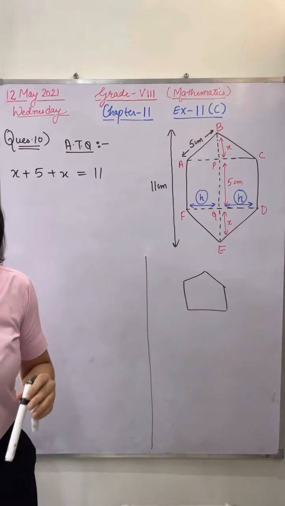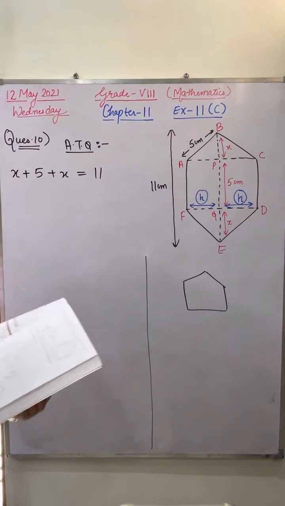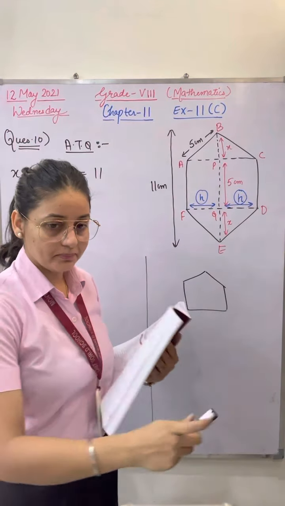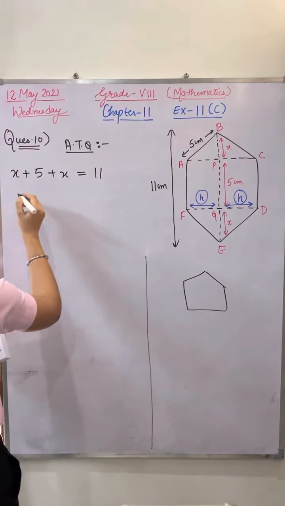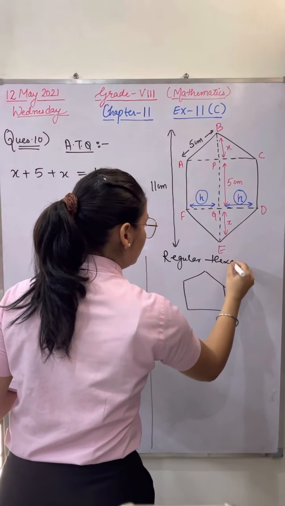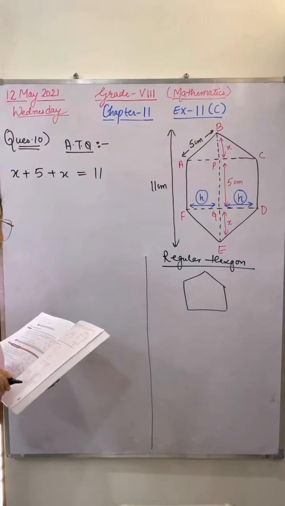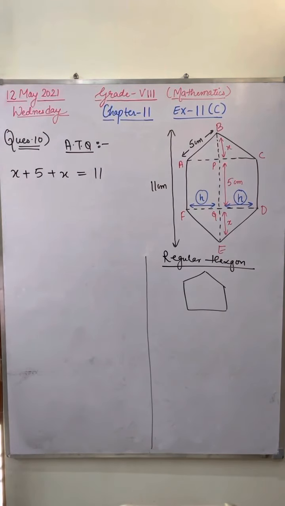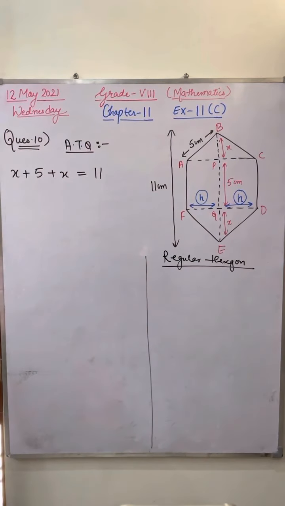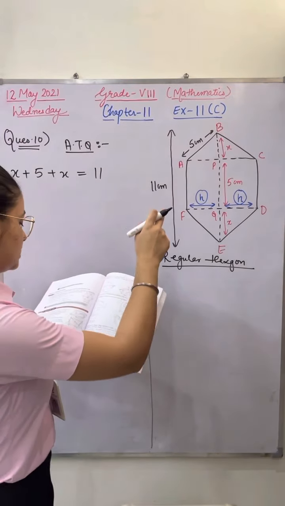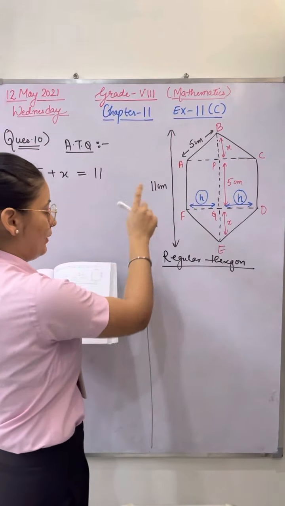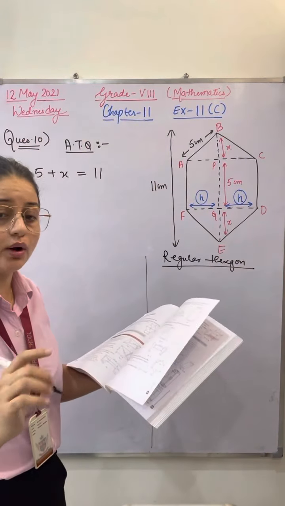Now you can see in the question, they are saying that this complete figure is a regular hexagon. If they mention regular hexagon, it means all sides will be same. The shape which I have drawn here is a pentagon, and this is the complete regular hexagon. They are saying that each side is 5 centimeter and the complete height of this diagram is 11 centimeter. Now they have given you a complete hint.